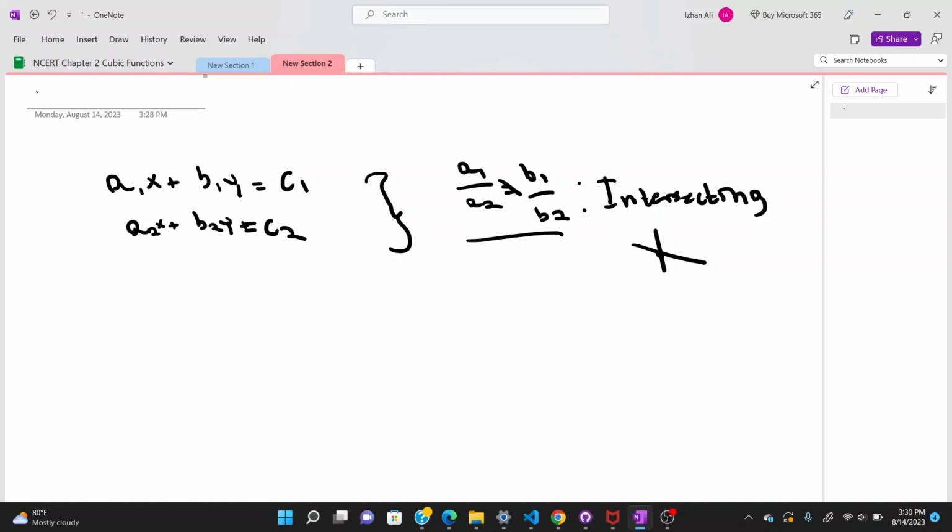The other case we have is if a1 over a2 equals b1 over b2, which also equals c1 over c2. In this case, we say that these lines are coincident. In other words, one line lies on top of the other, or they're just the same line.